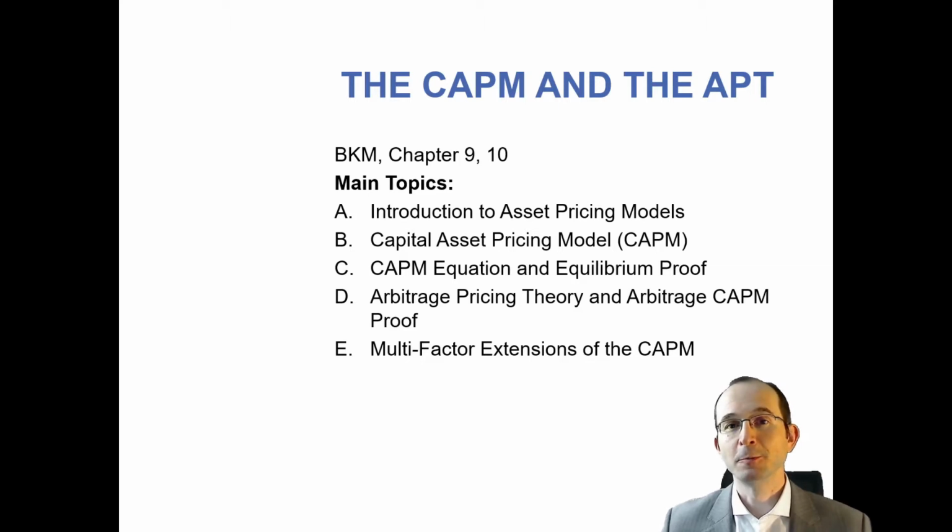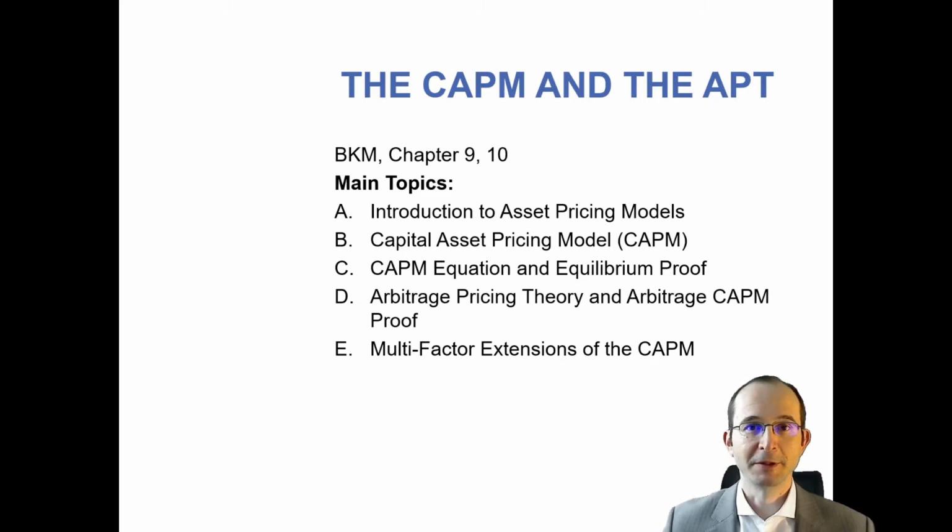We're going to talk about what these models actually are, how one would prove the capital asset pricing model, both in an equilibrium context as well as using an arbitrage argument, following the broader, more general arbitrage pricing model. And we'll end with a few discussions of extensions to the CAPM, such as multi-factor versions of that single factor market portfolio model.